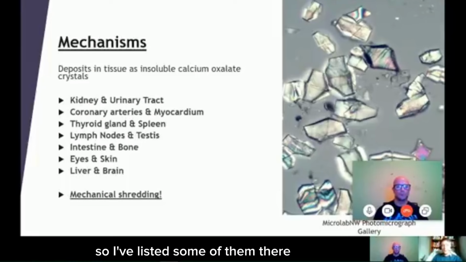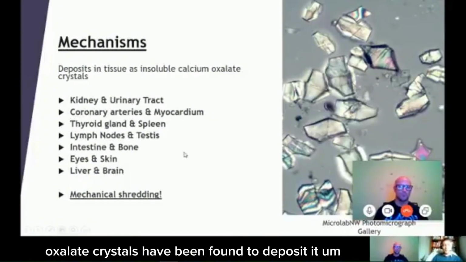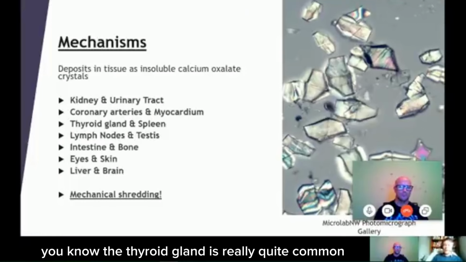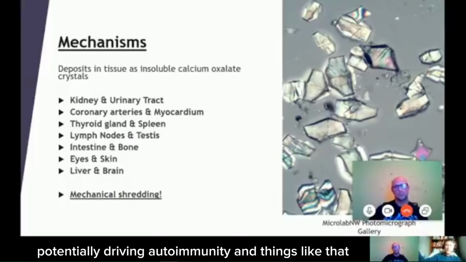So I've listed some of them there, and it's quite amazing because if you look at the clinical research, these are some of the places where oxalate crystals have been found deposited. The thyroid gland is really quite common, and when it gets to the thyroid gland, it can completely disrupt thyroid physiology. You're talking potentially driving autoimmunity and things like that.